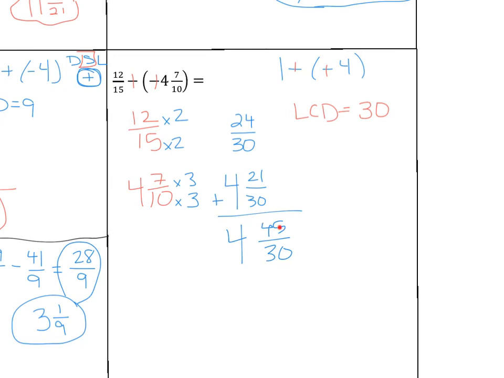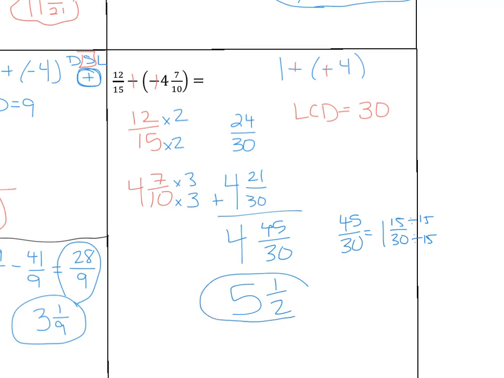But then you always have to have your thinking caps on and noticing, hey, that's improper. So I need to turn that and kind of regroup in that way. And so 45/30 is equal to 1 15/30. So that 1 gets added to that 4. So now I'm at 5. And I'm going to simplify this by 15 anyway. So my answer ends up being 5 1/2.